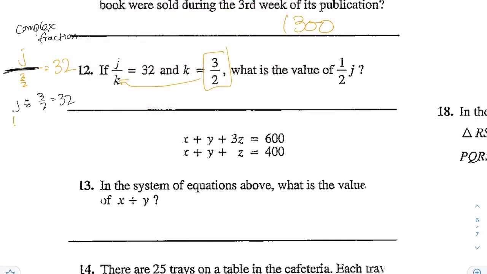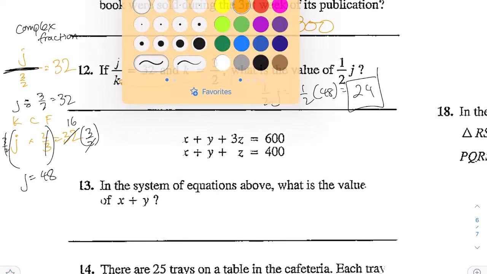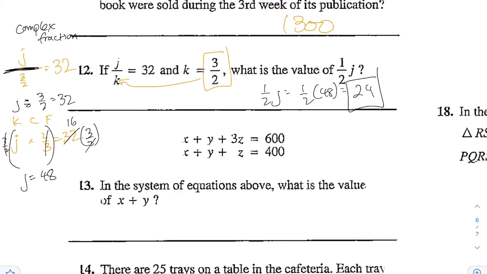And here you can do KCF. So then j times 2/3, the reciprocal of 3 halves, is equal to 32. And now to solve this equation, you actually have to multiply by this reciprocal, which is 3 halves. And when you cross cancel, you get that j is equal to 16 times 3, or 48. But that's what j is equal to. You want half of j. So that's equal to half of 48, which is equal to 24. So here the key is to do a keep change flip.